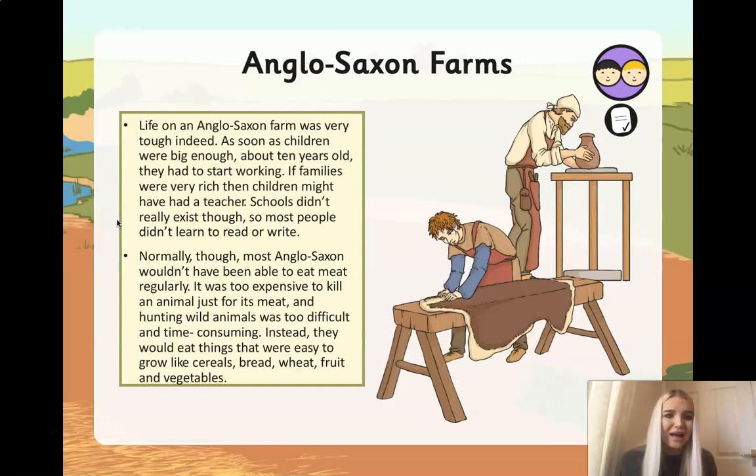Okay, now imagine that. If you can't even have an education, you couldn't read or you couldn't write because your parents couldn't afford it. Not only that though, most Anglo-Saxons had to eat things like cereals, bread or wheat, fruit, vegetables, because they were really, really easy to grow, because they couldn't really always eat meat, because killing an animal was too expensive, and hunting animals was too difficult. It took too much time. So a lot of the time they had to eat things that were easy to grow.